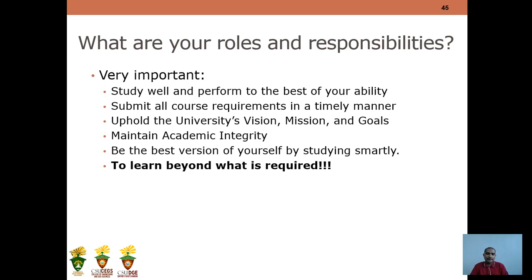Then you need to uphold the university's mission, vision, and goals, no? Unsay goal sa CSU, no? Imong na siyang i-internalize, i-uphold sa imong self, para ma-maintain ang university's mission, vision, and goals, no? Then again and again, you should maintain academic integrity, no? Hindi na siyang permit kung mali, so naay corresponding consequences, no?